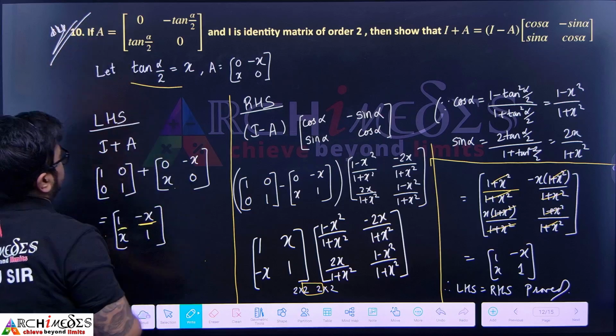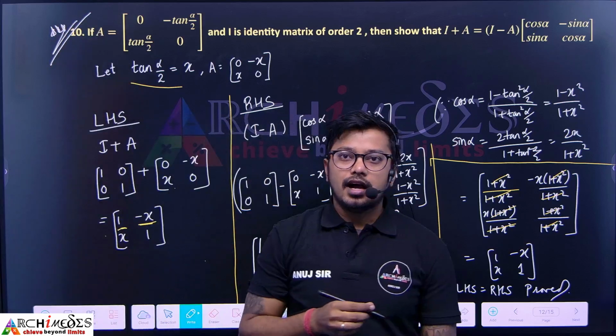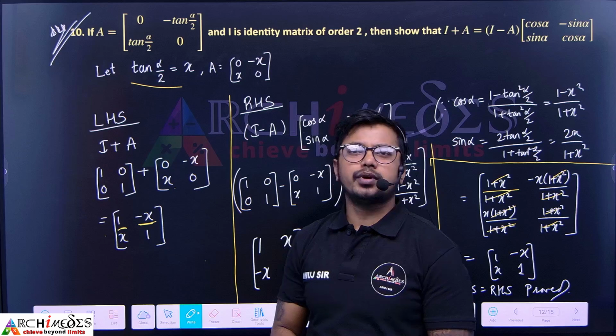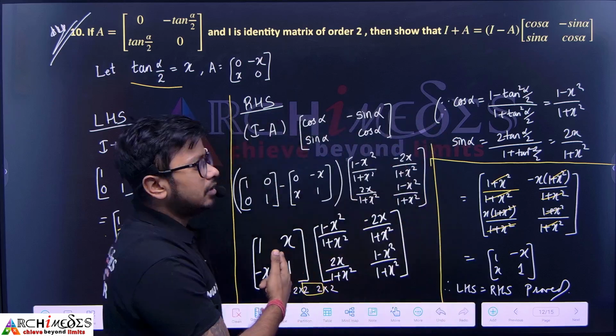Clear? I'll share one more video where I have converted this to basic identities, sine alpha by 2 cos alpha by 2. But I think the best method is this method. The best method is this one.